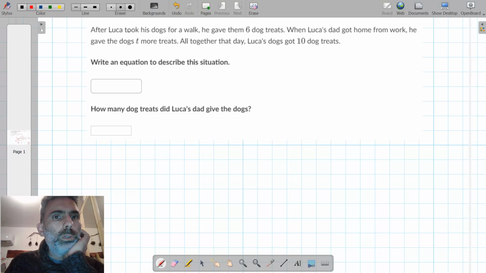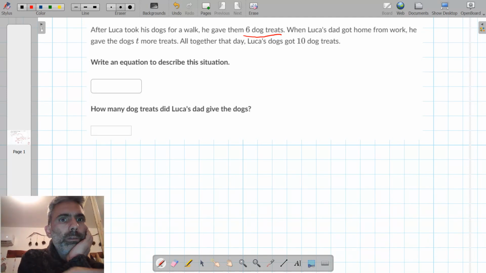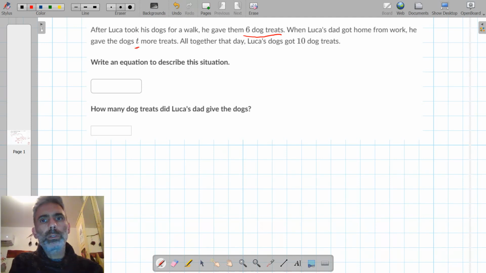After Luca took his dogs for a walk, he gave them 6 dog treats. When Luca's dad got home from work, he gave the dogs 10 more treats. Altogether, that day, Luca's dogs got 10 dog treats.